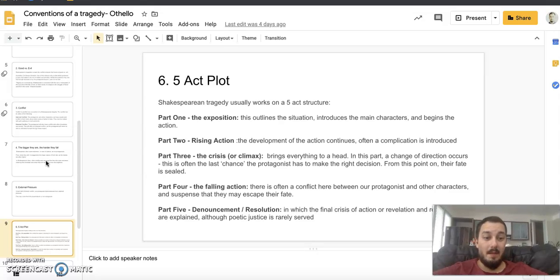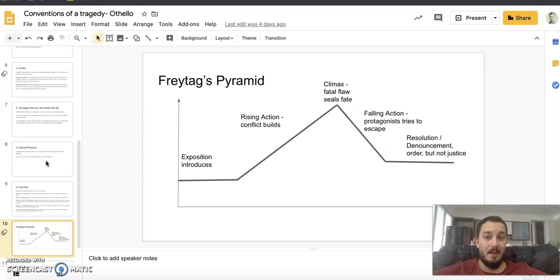So what I want you to do is very simple. This is Freytag's pyramid, and here you can see you have your exposition, which introduces; rising action, where conflict builds; and the climax, where the fatal flaw of our protagonist seals his fate. This is the last chance he has to do the right thing, to make the right decision, to beat evil. And from here, he's still heavily involved in the action, there's often violence, and lastly we have this denouement.